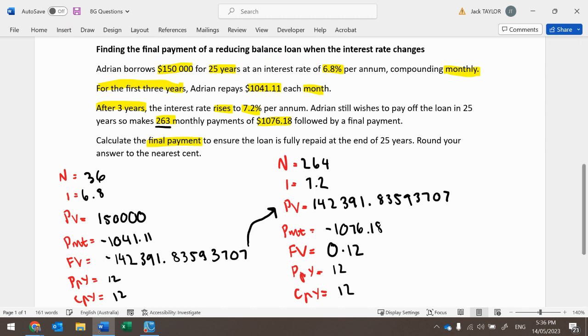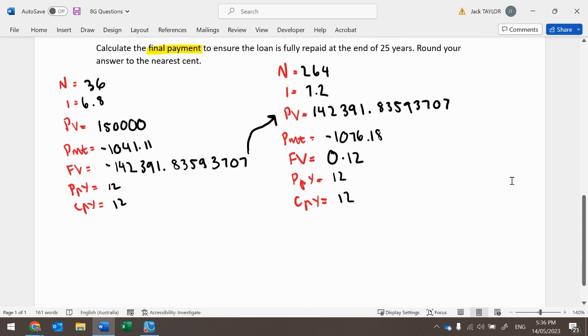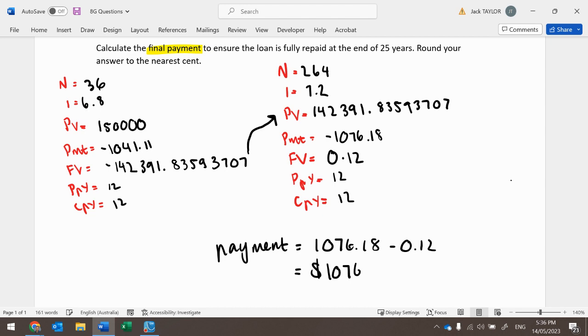So what that means is Adrian has overpaid by 12 cents. So we can subtract that from the bank, and that will be the final payment. So the payment is equal to $1,076.18 minus 0.12. And there's our answer.